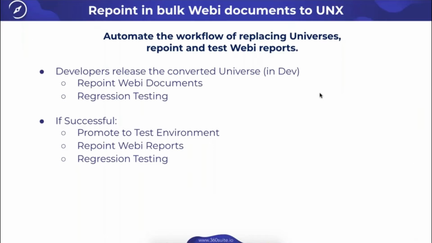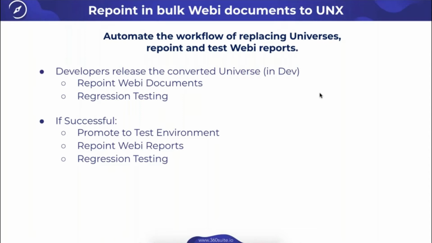So if we're talking about, well, I've got a whole bunch of documents that are using those UNV to UNX, and how do I go about organizing, and making a project out of it and having a sequence. It's good to try to automate the workflow as much as possible. So you would have a first phase where you are converting in a dev environment those UNVs to UNX, and then you can do some repointing of those WebI documents from UNV to UNX in bulk, which we will show you in a moment with 360.